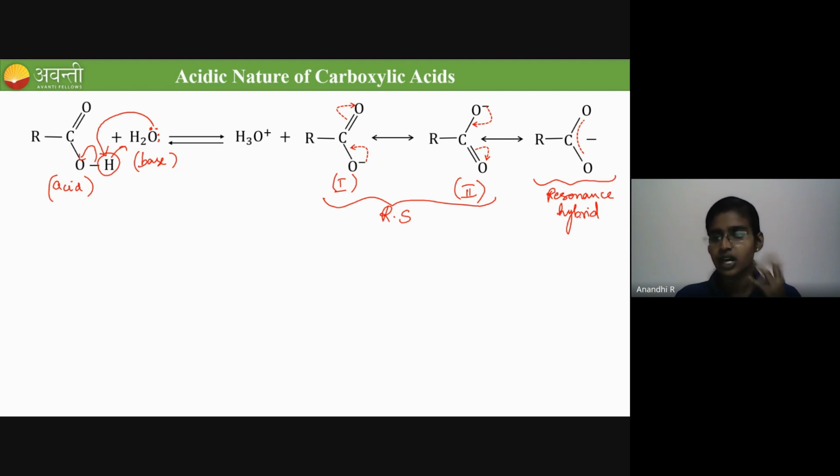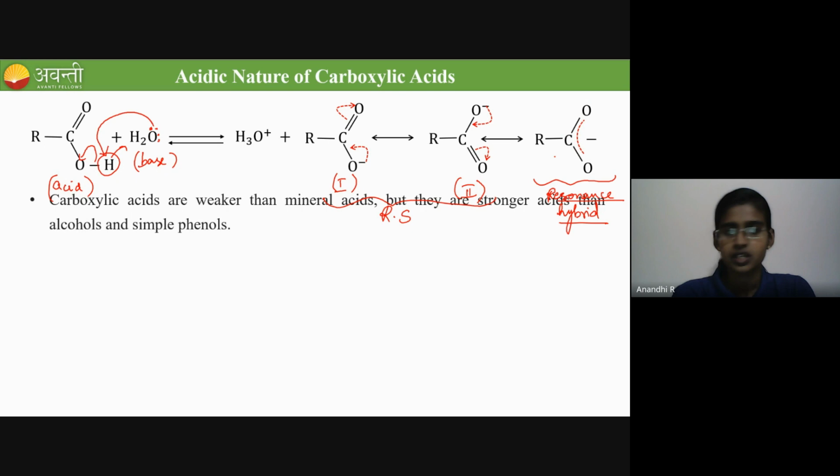Just for our understanding, we are shifting the electrons like this using pen and paper, but in reality, only the resonance hybrid exists. The delocalization of pi electrons will always be there between the three atoms, that is, one carbon and two oxygens. The negative charge will get delocalized over the three atoms all the time. Got it? So that's why the resonance hybrid exists in reality.